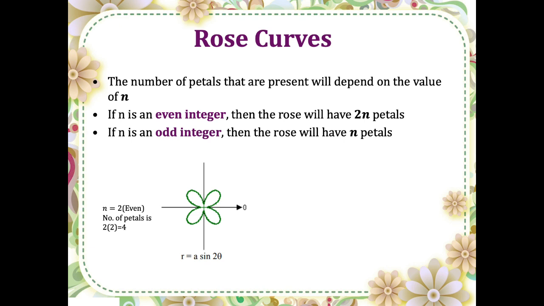If n is an odd integer, then the rose will have n petals. The graph of r equals a sine 5 theta shown there, n equals 5 and it's an odd number, so the number of petals is 5.